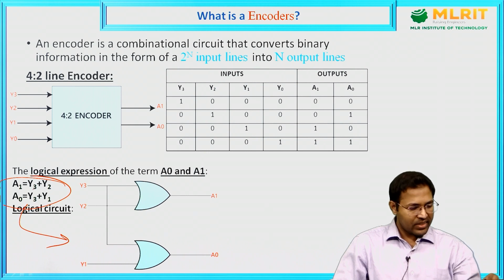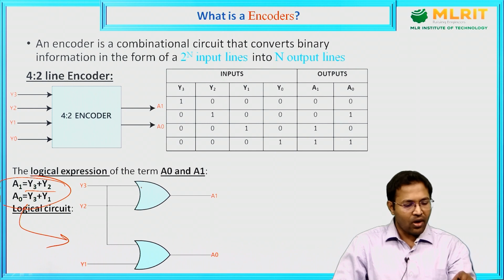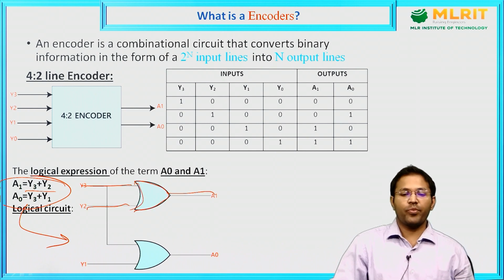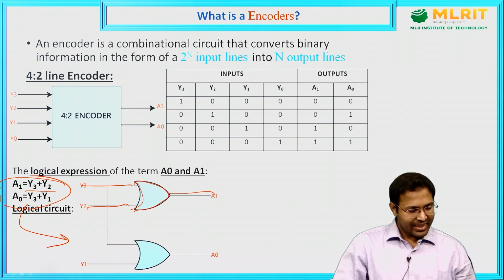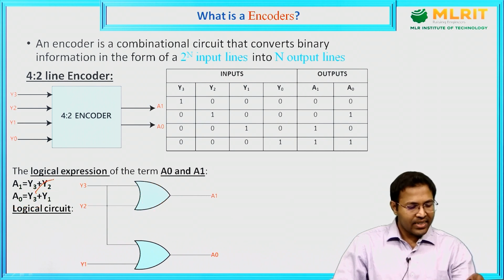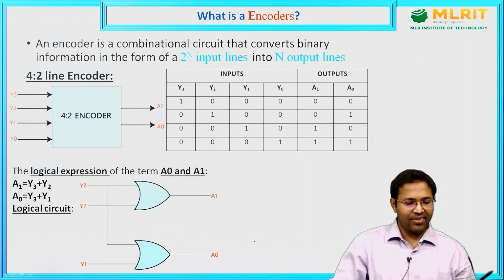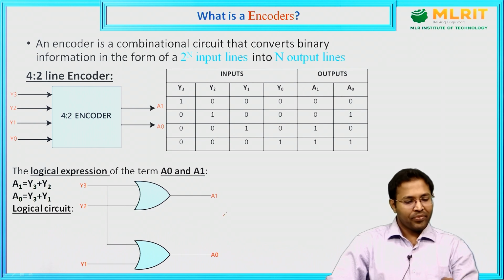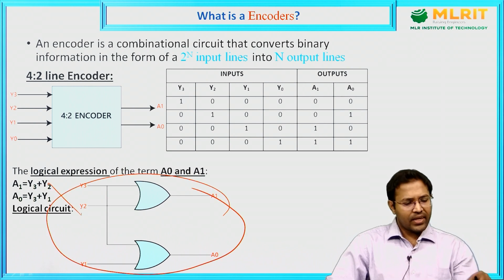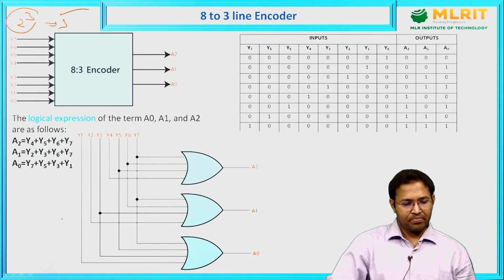So here you can see y3 plus y2. Plus stands for an OR gate. One OR gate, inputs are y3, y2, and the output is a1. Then next, again plus is an OR gate, so the inputs should be y3, y1, and the output of this OR gate is a0. So easily we can construct the circuit diagram from the given expression.